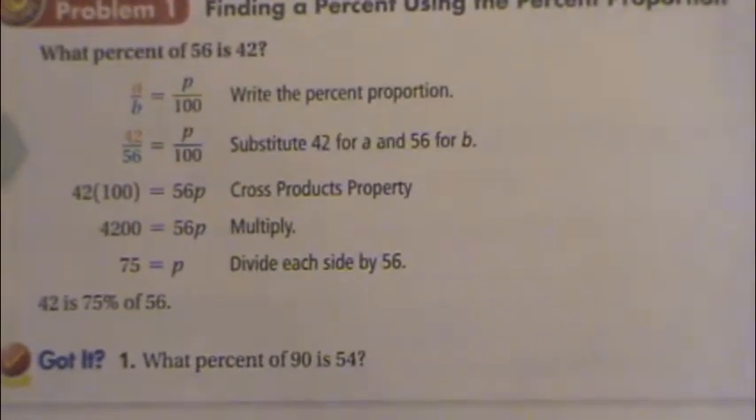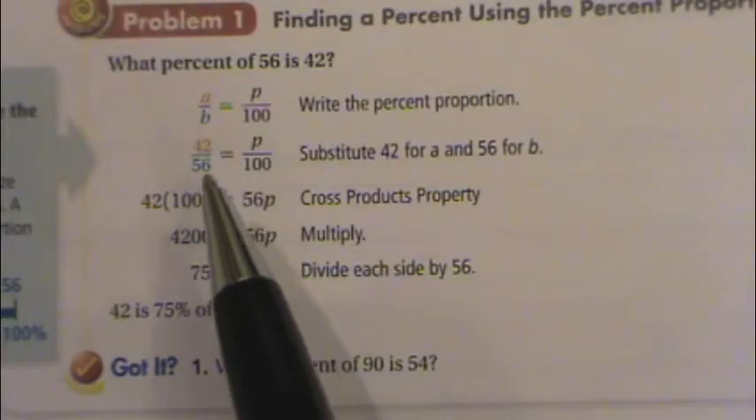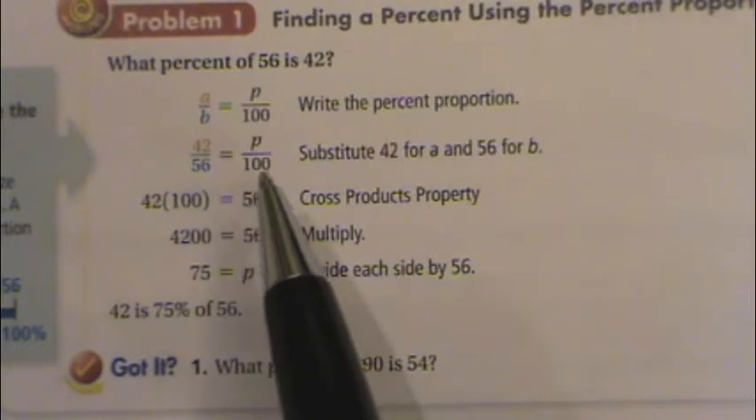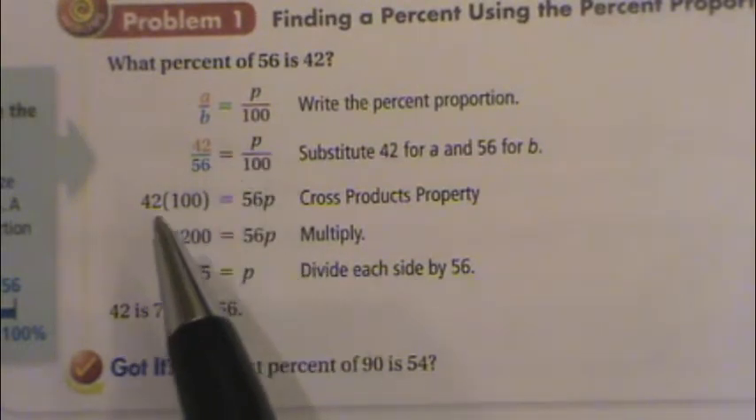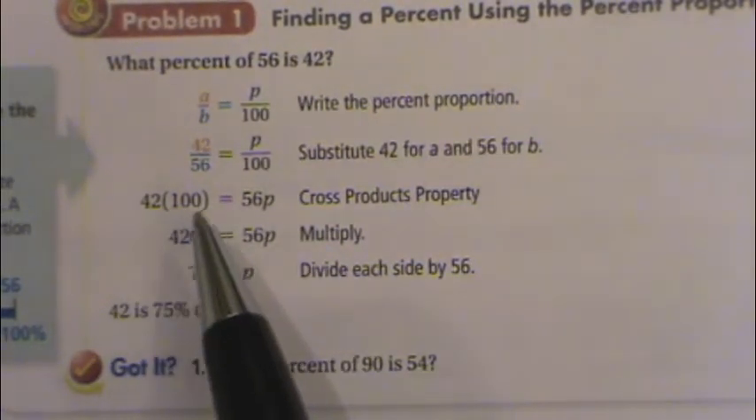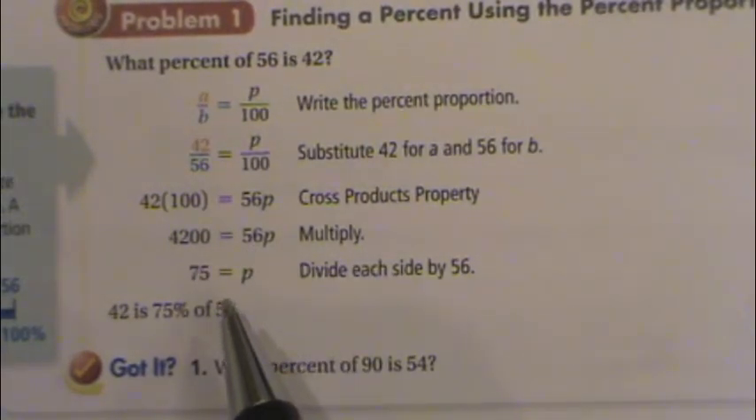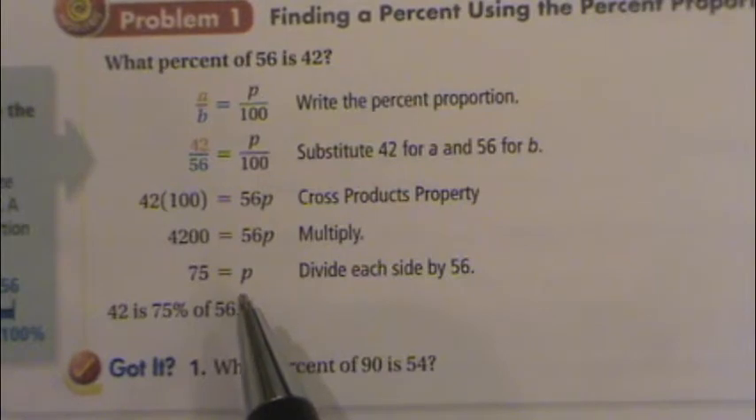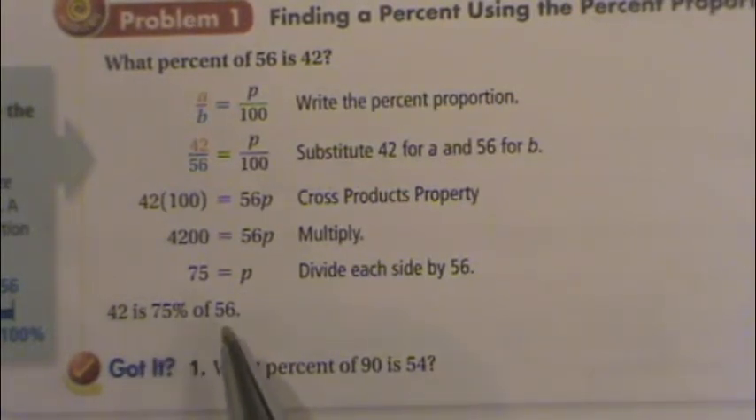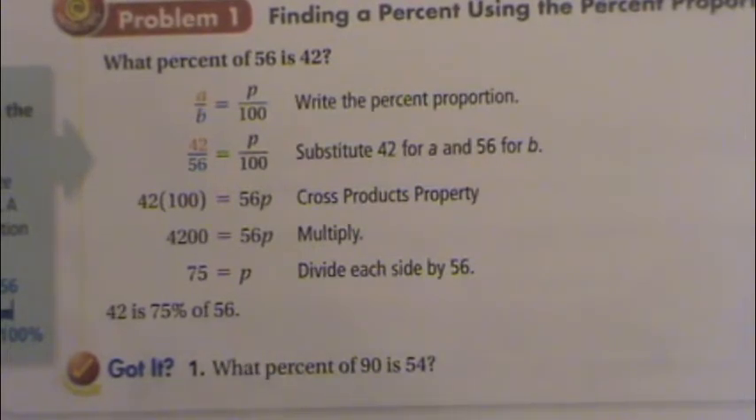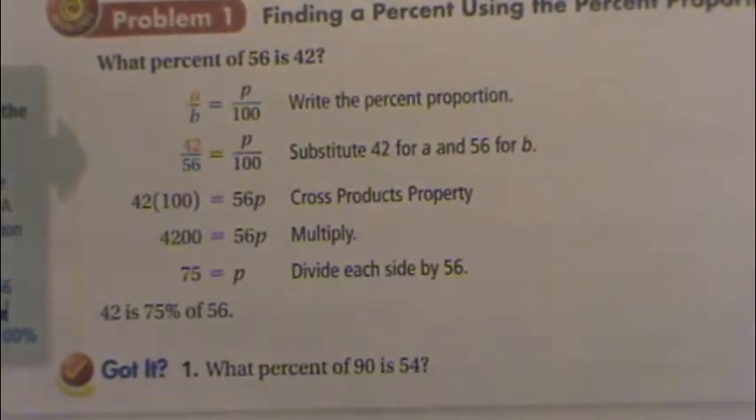What percent of 56 is 42? Well, put those numbers in the right places. So if 42 goes in here, 56 goes in here, P over 100, cross multiply. 42 times 100, 56 times P. Good. Multiply on this side, then you're going to divide each side by 56. 75 is equal to P. So the full answer: 42 is 75% of 56. Move over to your notebooks. Got it? Problem 1. You guys are going to love this one.